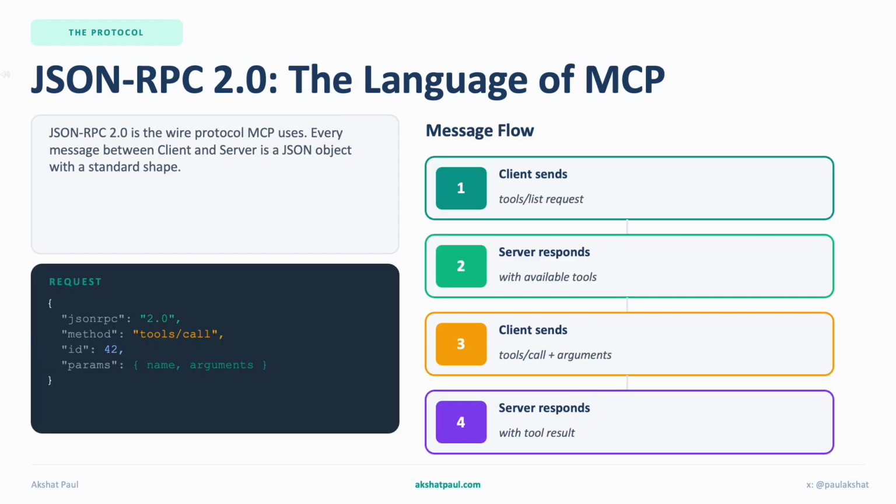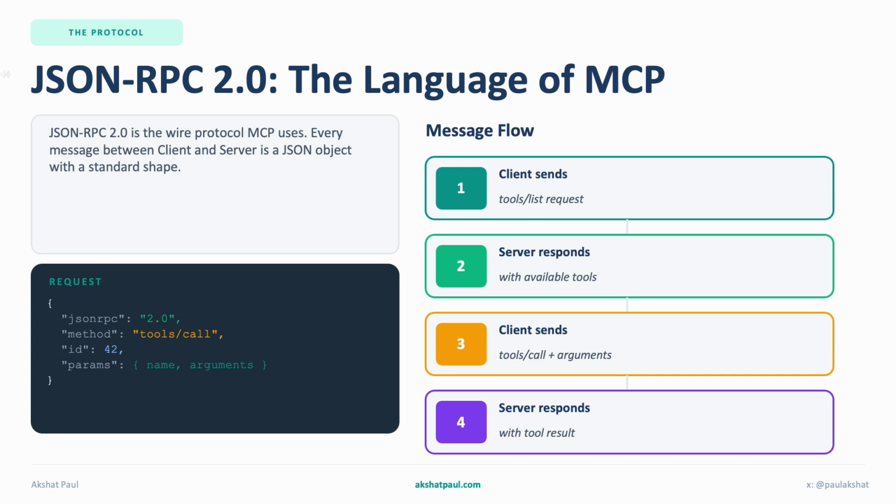So we have three layers: host, client, server. But how do they actually communicate? What format do the messages take? The answer is JSON-RPC 2.0. That's the wire protocol that MCP is built on. Every message that flows between a client and a server is a JSON object following the JSON-RPC 2.0 standard.